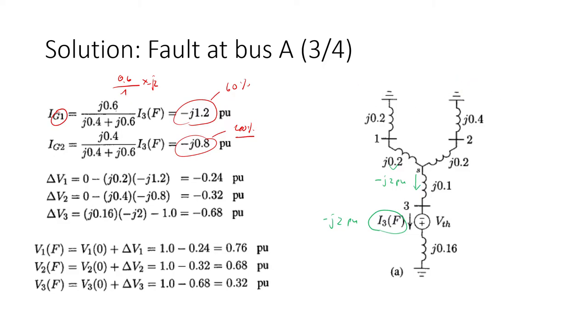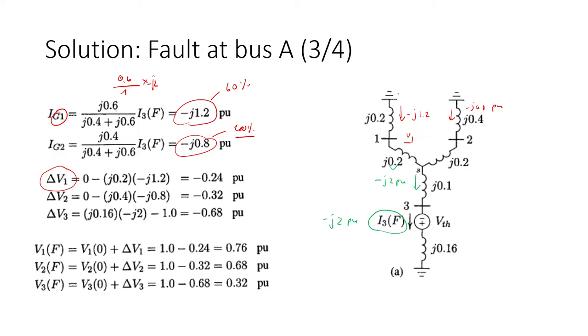You can see that the delta V1 is the change of the bus voltage V1 due to the change of the fault current. Now you could see that the delta V1 is what, when you measure the V1, it would come from the current flowing in this route, which is minus j1.2, and in this case minus j0.8 per unit. Now the change of the voltage due to the change of the current.